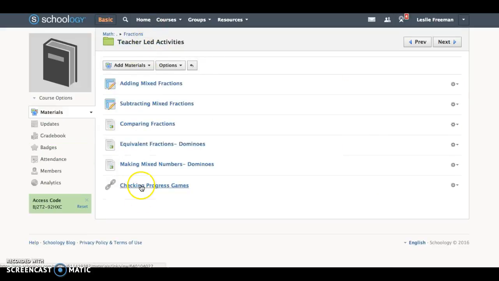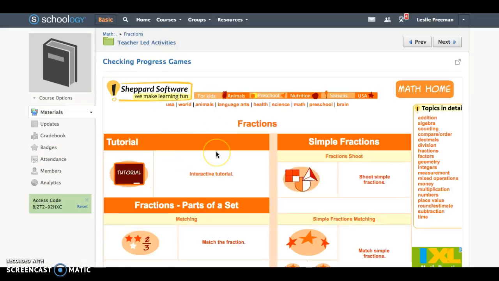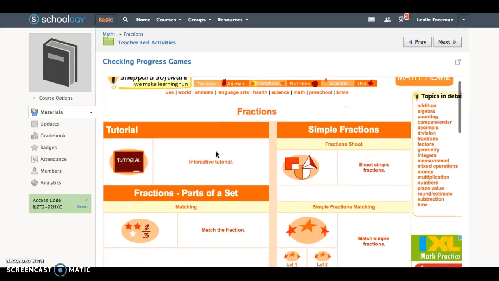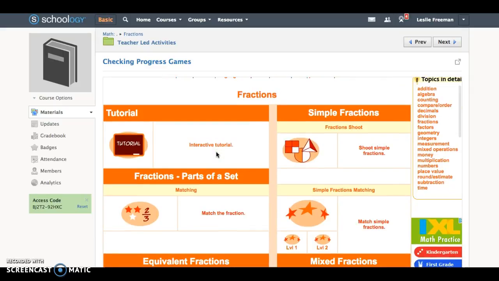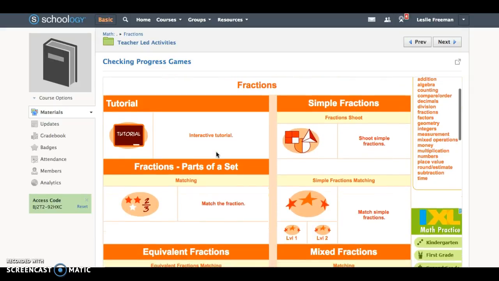The next thing at the bottom is checking progress games. These are games that I would play with students at my table. So this would throw in that digital element again, but this is for the teacher-led activity. So I want to see them playing these games. I want to see that they can go through the tutorial.